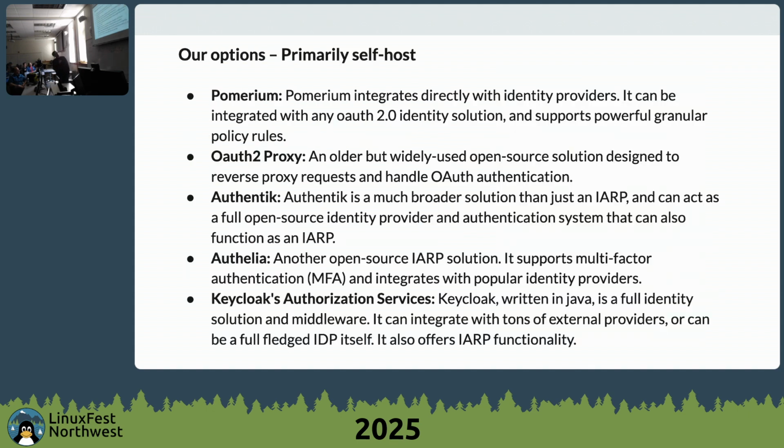So what are our options? I'm going to walk through two slides here. One is, in the spirit of our conference, open source, and the next one will be cloud. So Pomerium is an open source option for doing identity-aware reverse proxy. It can be integrated with any OAuth 2.0 identity solution, and I particularly like its policy rules.